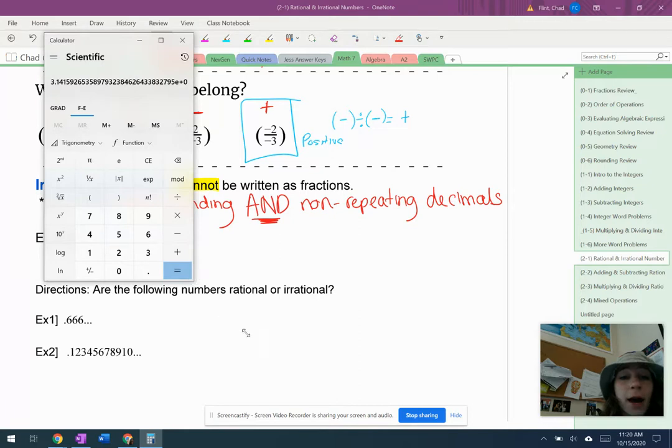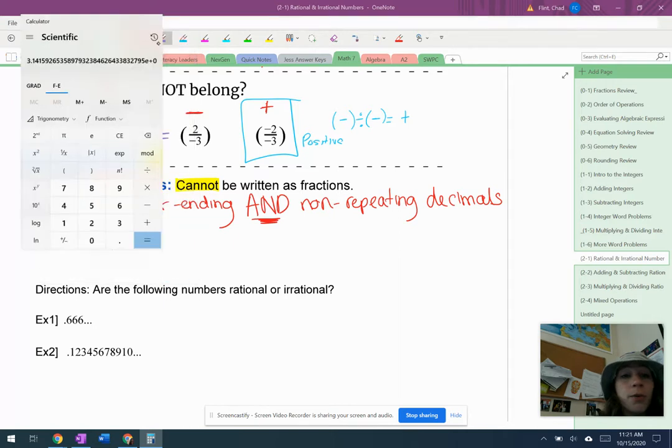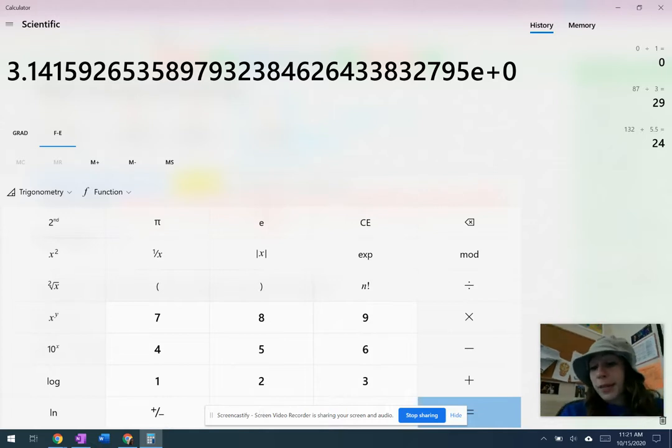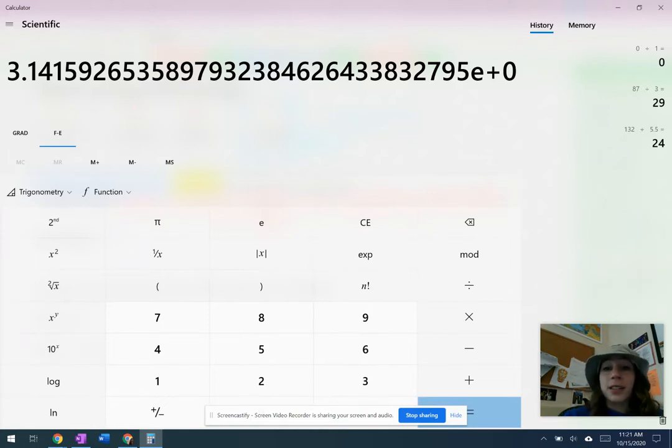So notice I hit that pi button, and look at that giant number that popped up. 3.14159265 blah, blah, blah. Notice none of those numbers have a pattern. None of those are repeating like they are in the 0.3 or the 0.6. That is a never-ending and a non-repeating decimal. Now, never-ending, obviously, your calculator can't show you everything because your calculator isn't infinite. But when it goes to the end of your calculator, like this number is, you can assume that it is a never-ending decimal.